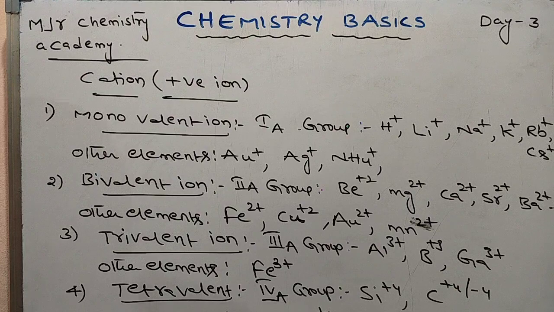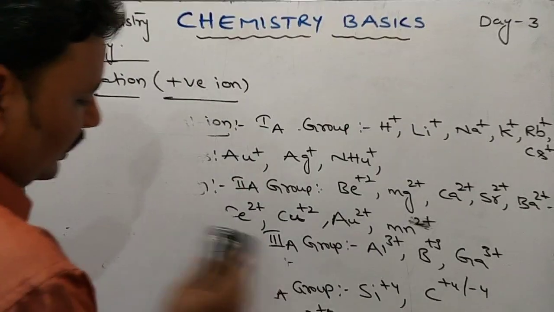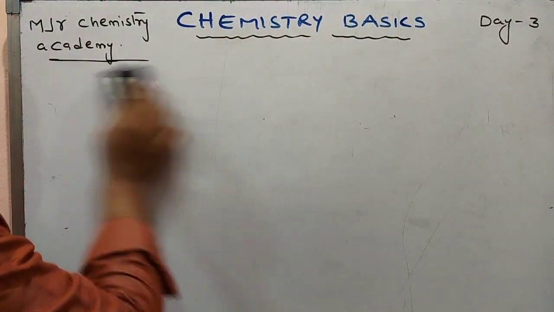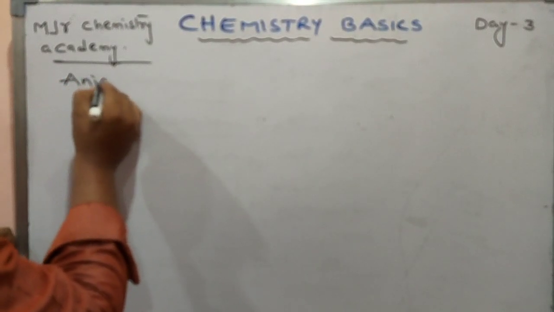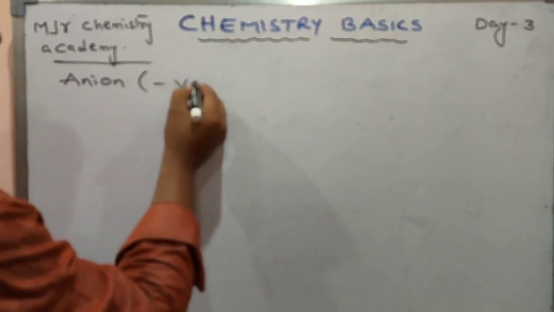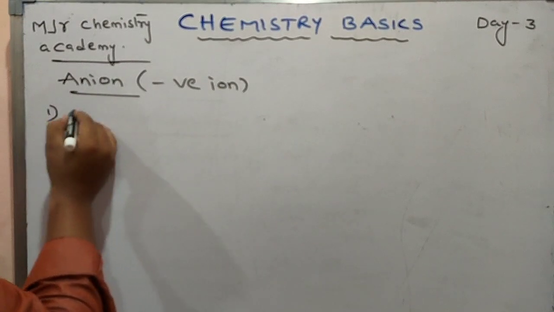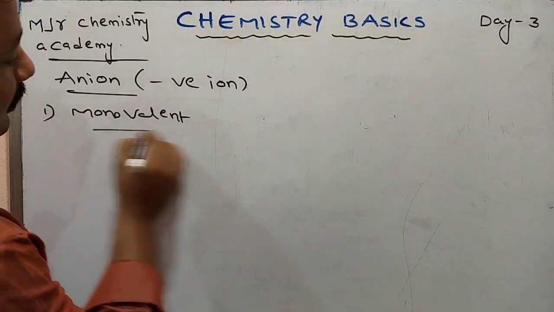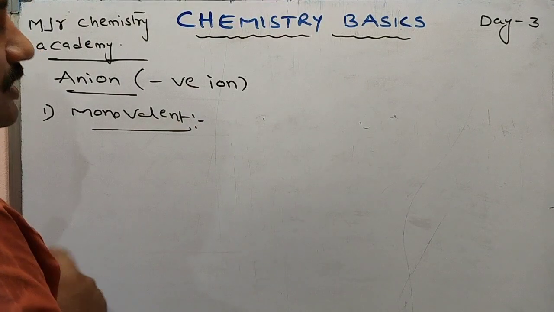Now we are going on to anions. I will explain some anions. Anions also have types. We already know that if an element gains electrons and carries a negative charge, it is called an anion. Monovalent anion: if an element gains one electron to carry a negative charge of minus 1, it is called a monovalent anion.